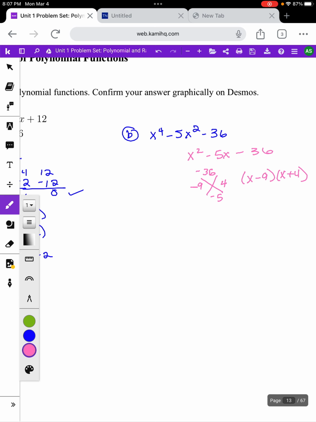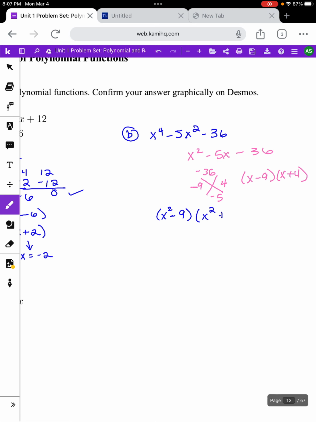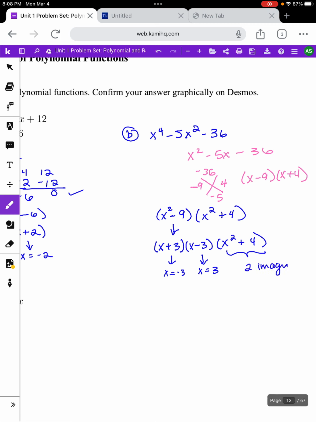Okay, but instead of them being linear terms, they're going to be quadratic terms. So this is x squared minus 9, x squared plus 4. And this I can factor again because it's a difference of squares. So x plus 3, x minus 3, and this is still x squared plus 4. Here I get x equals negative 3, x equals 3, and then this is a sum of squares, which means that it has two imaginary solutions.